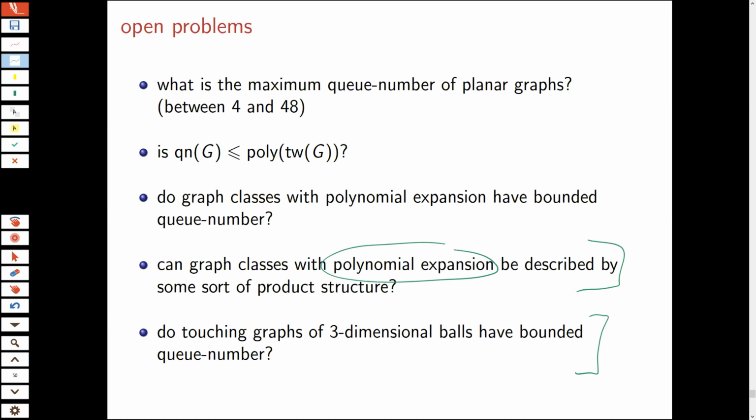Anyone else? I just wanted to ask, is anything known about linear expansion at all, or is that also open? That's open. You can replace the question here by polynomial or linear. And the simplest thing of all is that we don't know whether graphs of bounded layered tree width have bounded Q number. So that's a very specific type of linear expansion.